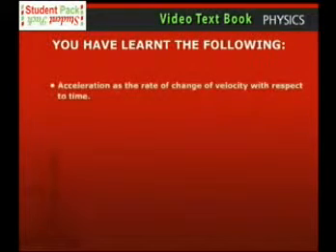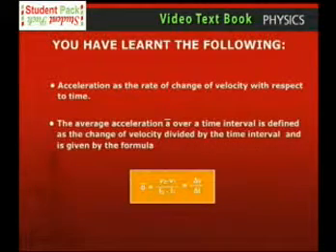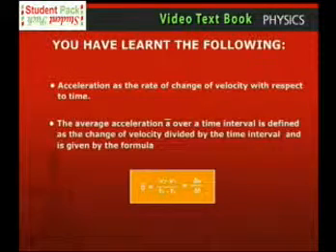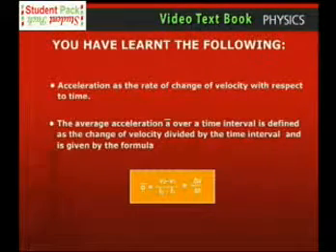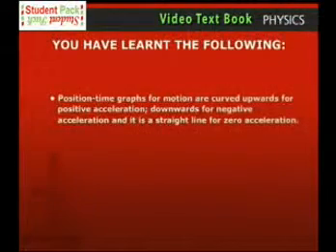In this video, you have learnt acceleration is the rate of change of velocity with respect to time. The average acceleration a bar over a time interval is defined as the change of velocity divided by the time interval and is given by the formula a bar is equal to (v2 minus v1) by (t2 minus t1), which is equal to delta v by delta t. The position time graphs for motion are curved upwards for positive acceleration, downwards for negative acceleration, and is a straight line for zero acceleration.